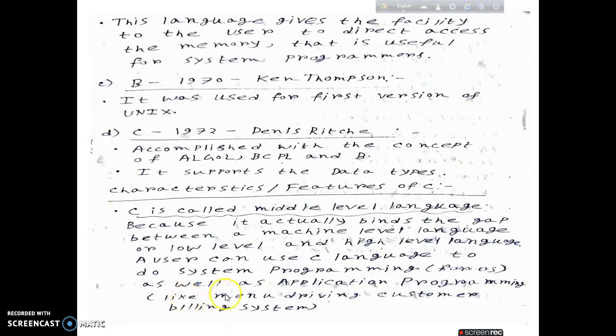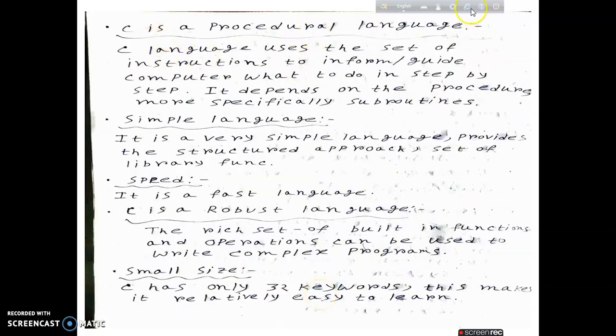So a user can use the C language to do system programming, which is a facility of the low level language, as well as application programming like menu driven programs and customer billing systems. Application programming is done by high level languages, meaning user friendly ones, and C is also user friendly. That means the C language has the facility of both low level and high level, and we can use both. Keep in mind that. Next feature: C is a procedural language.